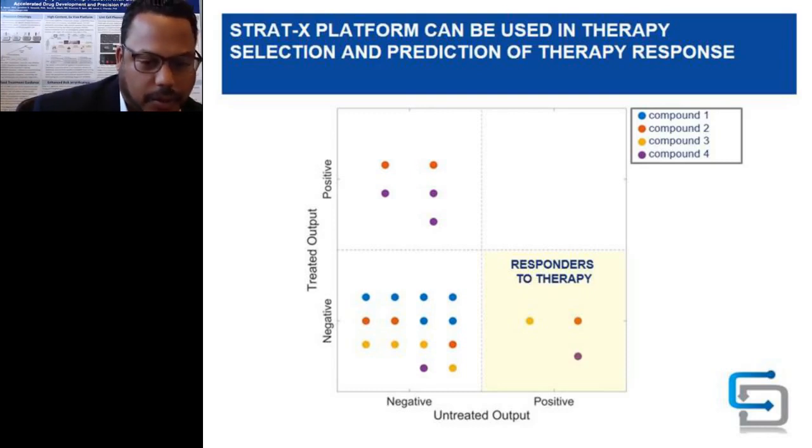And so essentially the platform can be applied to predict the responders of therapy by identifying those patients that would be positive for metastasis, and then also be responders of the therapy in as much as that metastatic behavior of the cells would be diminished, if you will, by the addition of the therapy. And that's, of course, in the bottom right quadrant of that graph.